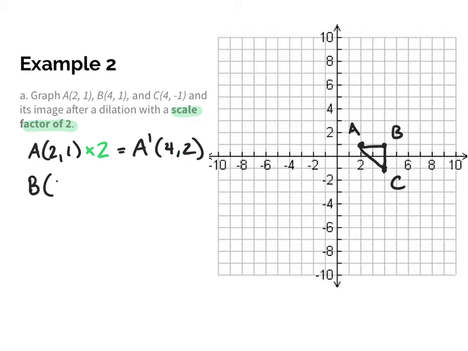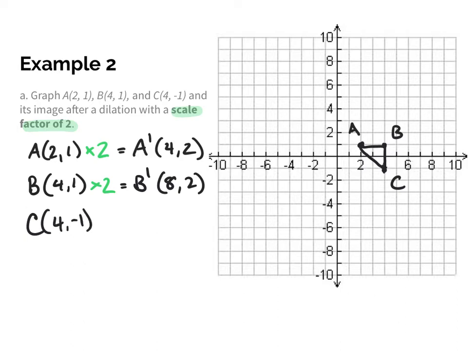So B, which has coordinates of 4, 1, again, I'm going to multiply by 2, and that will give me my new location, B prime, which would be 8, 2. And the same thing with C, which has coordinates of 4, -1. I'm going to double those coordinates, and that's going to give me my new location, C prime, which would be at 8, -2. And then our goal is simply to plot those 3 points, which I'll do here in green. And you'll notice that what I get is a larger triangle. This triangle looks almost identical to this triangle. A prime, B prime, C prime looks very similar to A, B, and C. The only difference is that it is now larger.